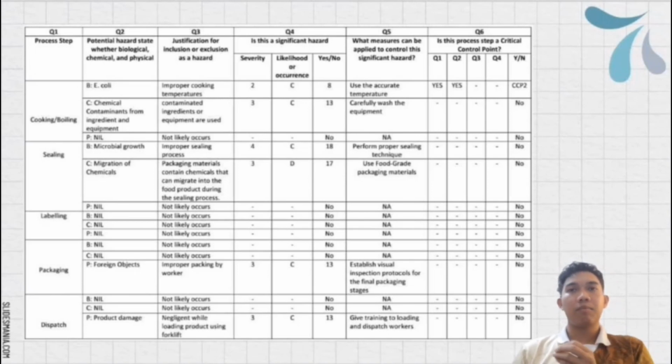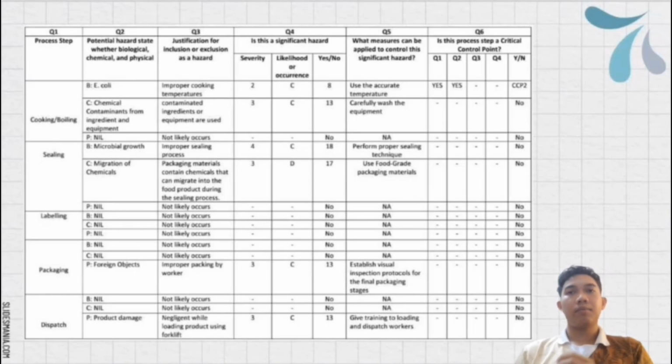The next process is the sealing process. For the sealing process, the biological hazard is microbial growth, such as mold and fungi, that comes from improper sealing. The severity is 4, which may result in a customer complaint, and it could occur. To control it, perform proper sealing technique. For the chemical hazard, which is the migration of chemicals from the packaging that transfer to the food during sealing, the severity is 3, which results in product recall, and it is not expected to occur. So to control it, use food grade packaging material.